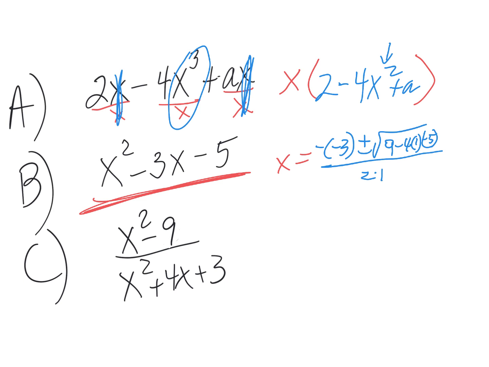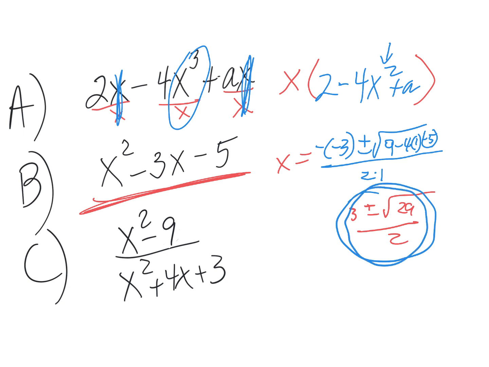And then I should simplify it, right? So 3 plus and minus the square root of 9 plus 20 is 29, all over 2. There are your exact answers, just like we just took on the test. So here it is the day after the test, and I bet a lot of you were like, I don't know how to solve that. That's what the quadratic formula is for.